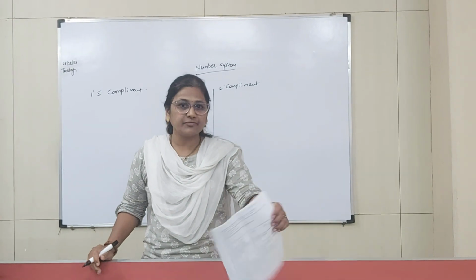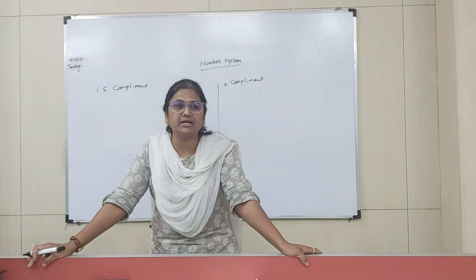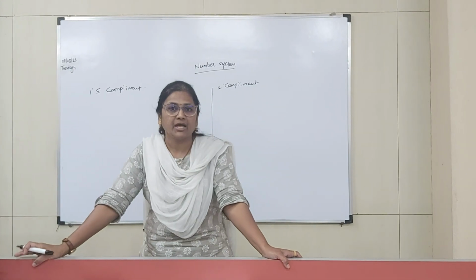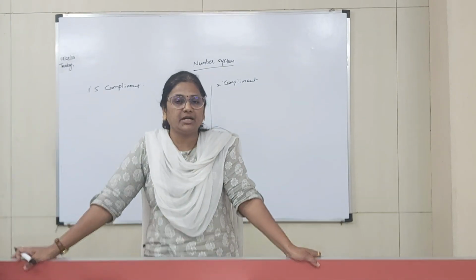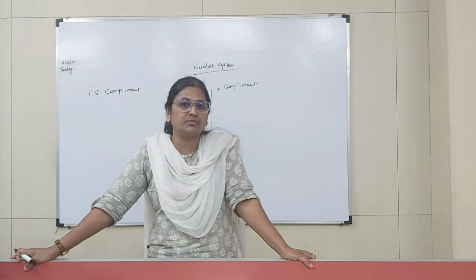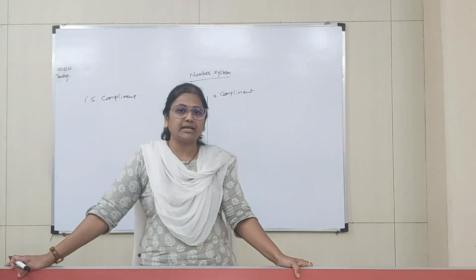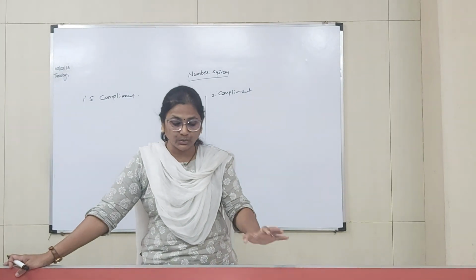Okay, for one's complement you have to just find the one's complement of the given second number which we have to subtract, and for two's complement we need to find the two's complement of the second number which we have to subtract. So let's take one example. Regarding that example you can understand how to do it.